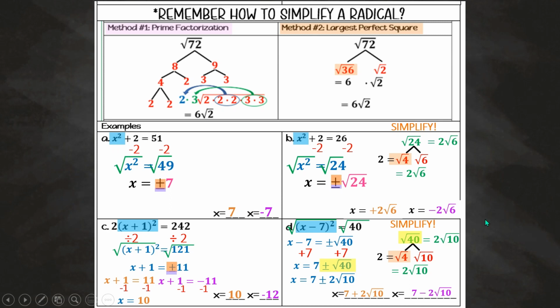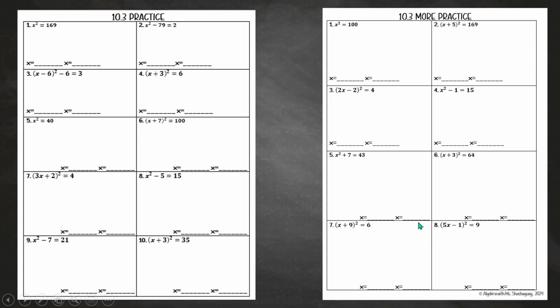All right, that is it for your notes for Module 10, Lesson 3, Solving by Square Roots. You do have a couple of practice problems, more than a couple, because the more you practice, the better you're going to get. So complete these practice problems, complete them in Canvas, and you'll be ready to go for the quiz.